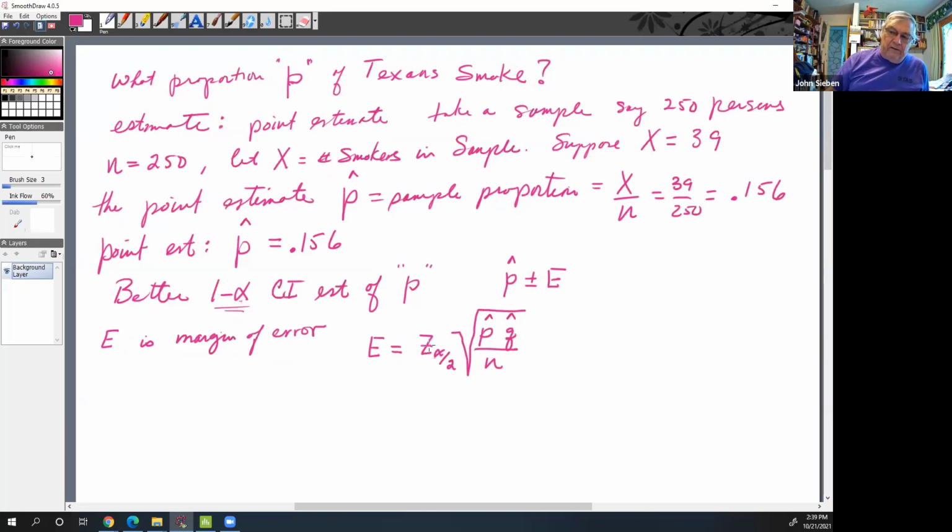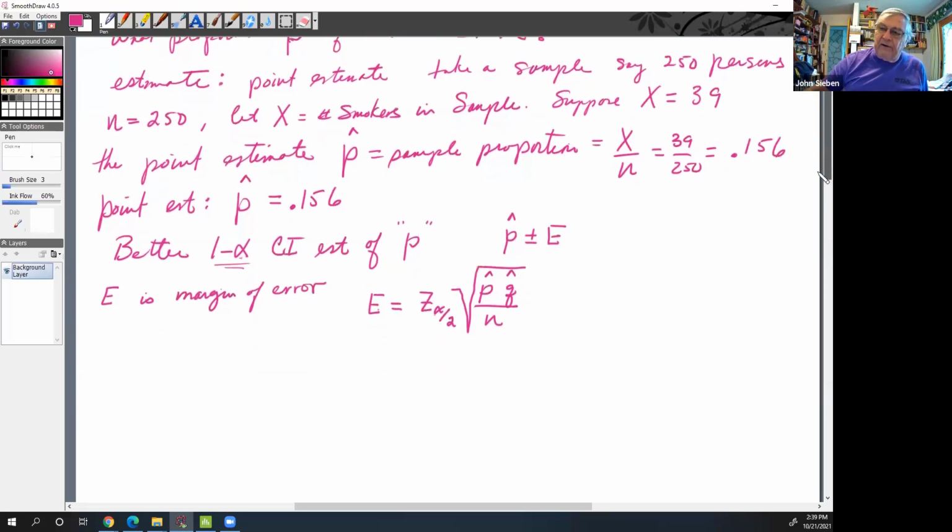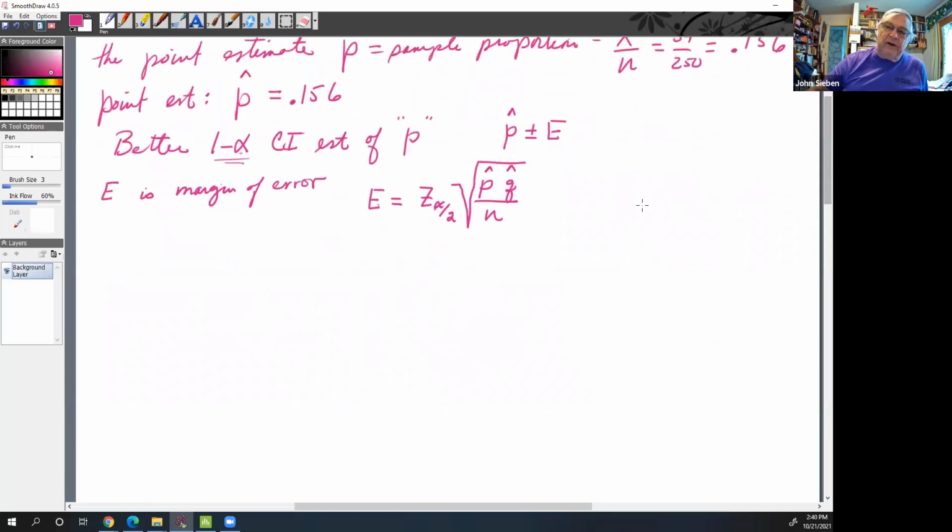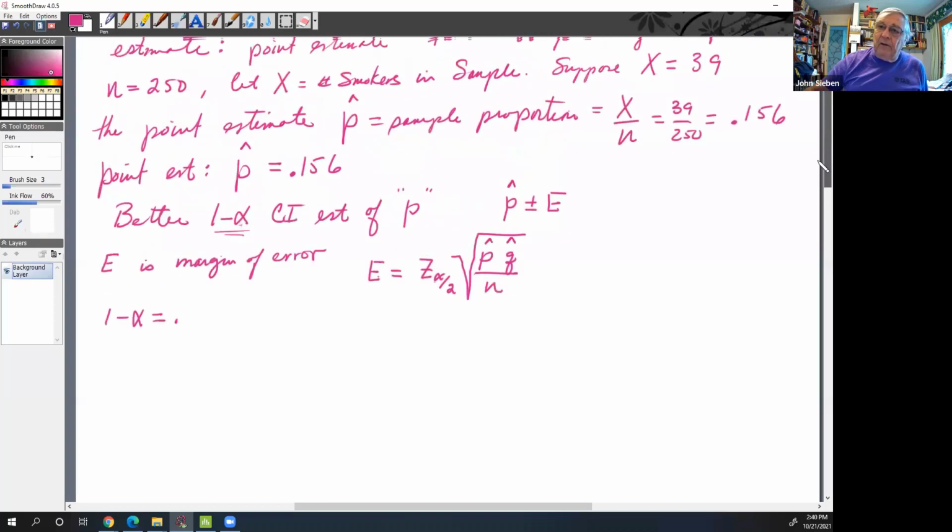Now, if we can calculate P hat, X over N, and E, then we can easily calculate the 1 minus alpha confidence interval. And the whole thing is not difficult to do. Let's just do it and see how unhard it is. Unhard is a brand new word I just made up. So 1 minus alpha is given in this problem as, I think I gave it a value early in the problem.